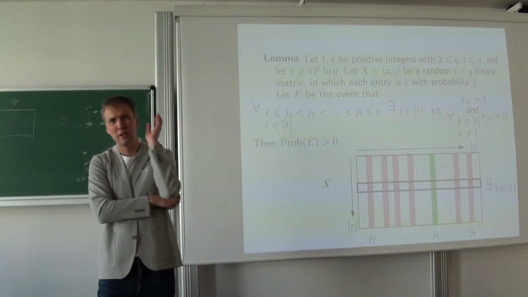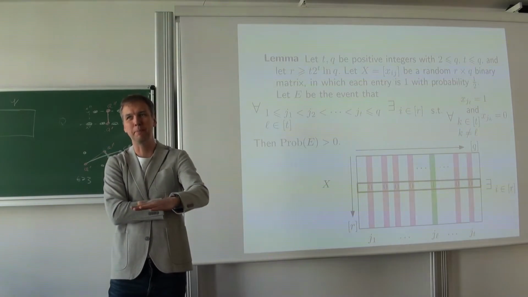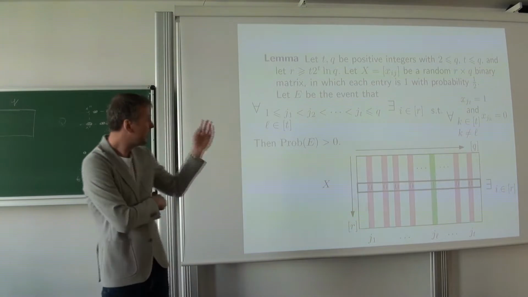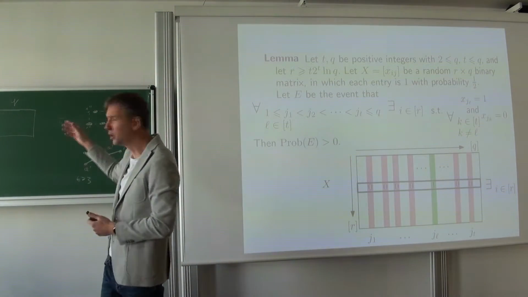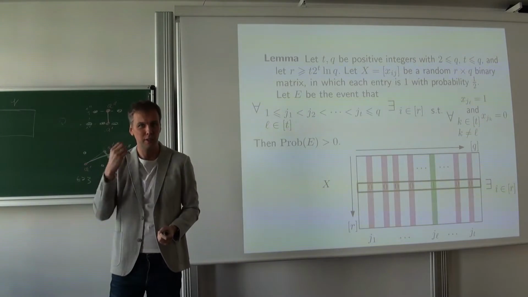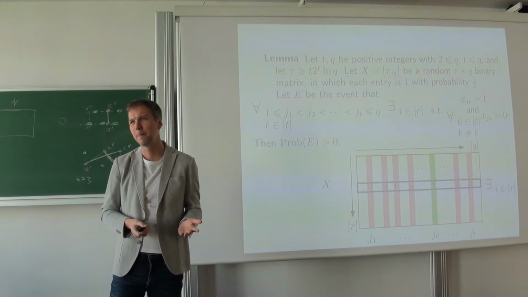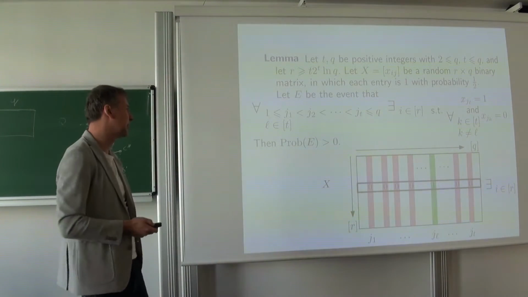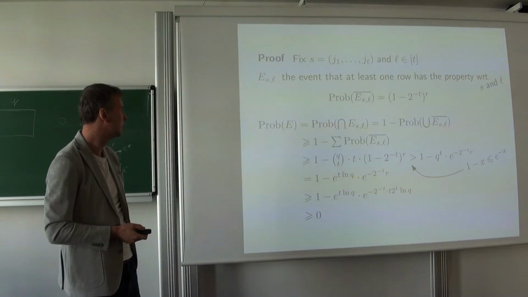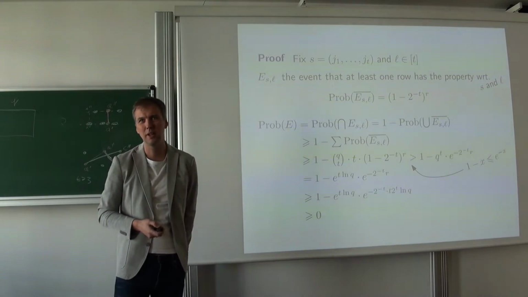Yes, so whatever columns you choose this way, I will find a row that makes me happy. And if I take my matrix, for given q and t, with number of rows at least that, and I flip all these coins, I have a chance to succeed. So it exists. Okay? So this is a rather standard counting proof, phrased here in terms of these probabilities. Let's go over that quickly.